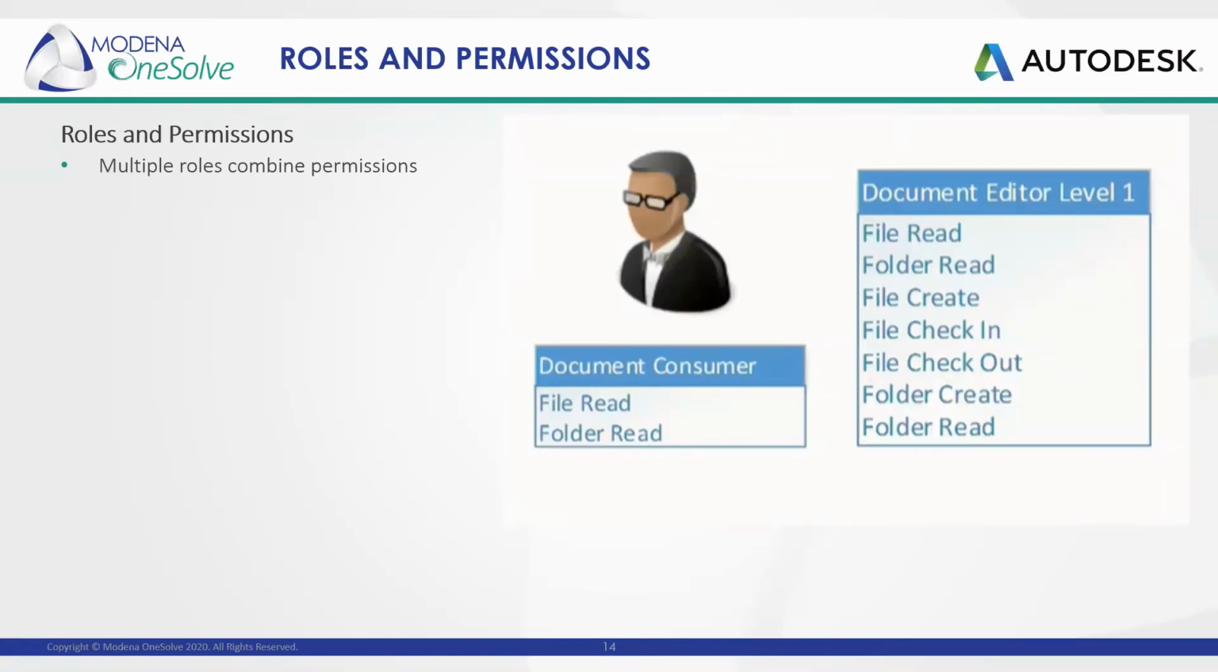A user or a group can have multiple roles assigned to them. When more than one role is assigned, the permissions from the roles are appended to that user or group, creating somewhat of a superset of permissions. For example, if both document consumer and document editor roles are assigned, the user will now be able to read and modify files within the Vault. Custom roles are supported in the later versions of Vault.